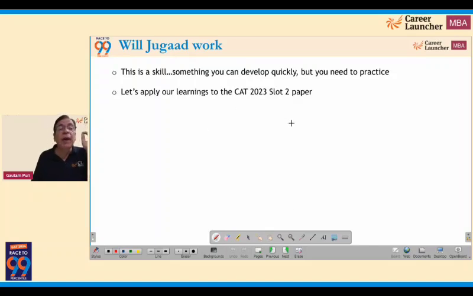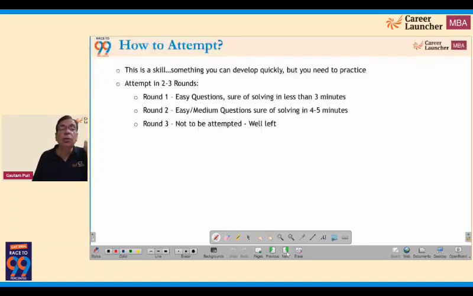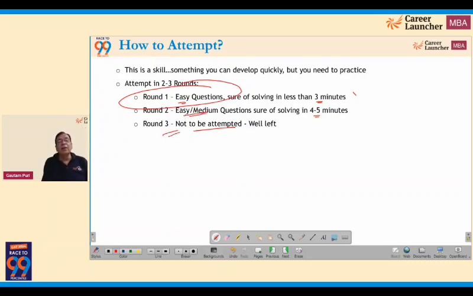Now what we'll do is we'll try to apply our learnings to the CAT SLOT-2 paper of 23. But before that, I will again highlight something which I do in every mock. Please identify easy questions. These are the ones which you can solve in 3 minutes, maybe outside 4 minutes. Medium questions, which are 5-minute questions, and the other questions are not to be attempted. Your job is to focus on these questions first. After that, if you have time, you can worry about it. Otherwise, these round 3 questions are something which are not relevant for me in the paper at all.